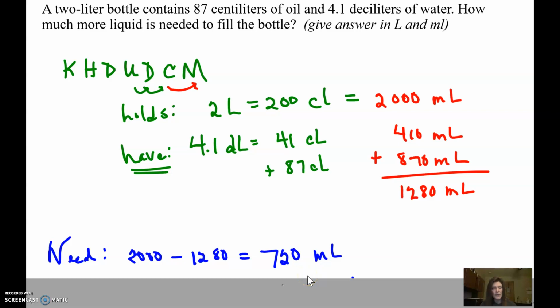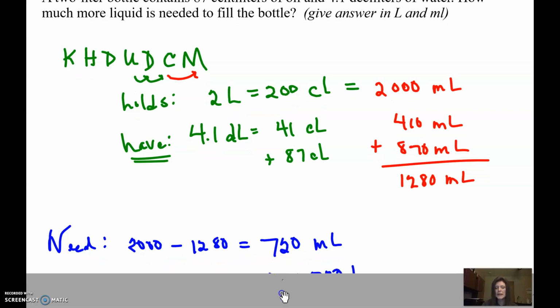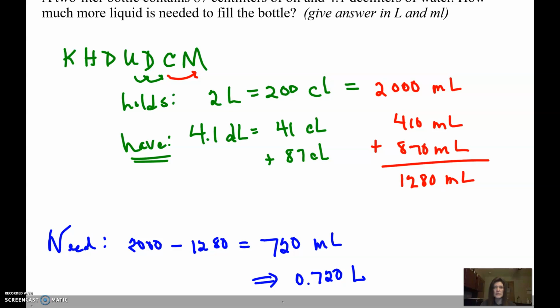Okay, they also wanted the answer in liters. So going from milliliters to liters, 1, 2, 3 hops backwards. So I'm going to start here with my decimal point, 720 point. So 1, 2, 3, then that means I would need 0.720 liters to fill the bottle.